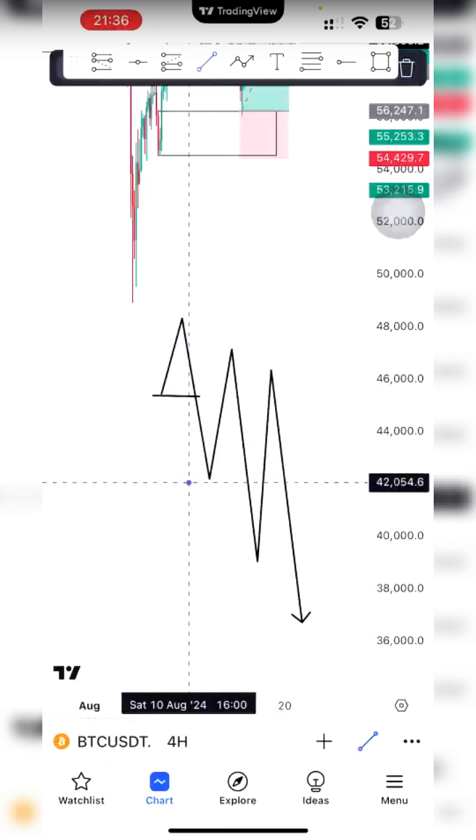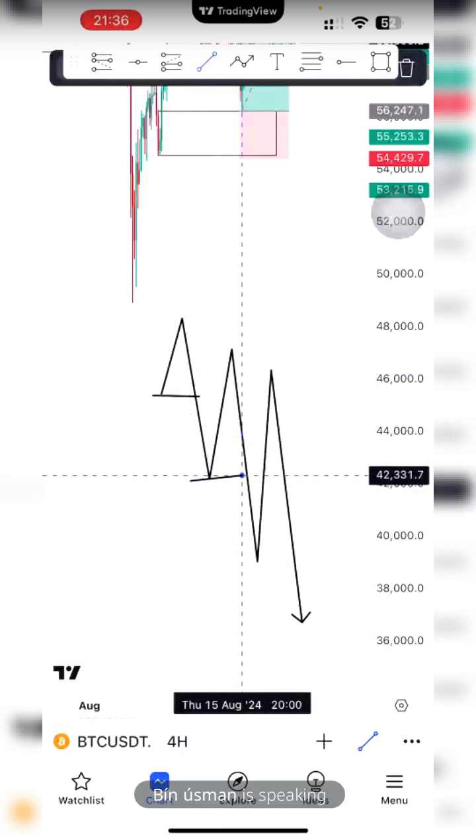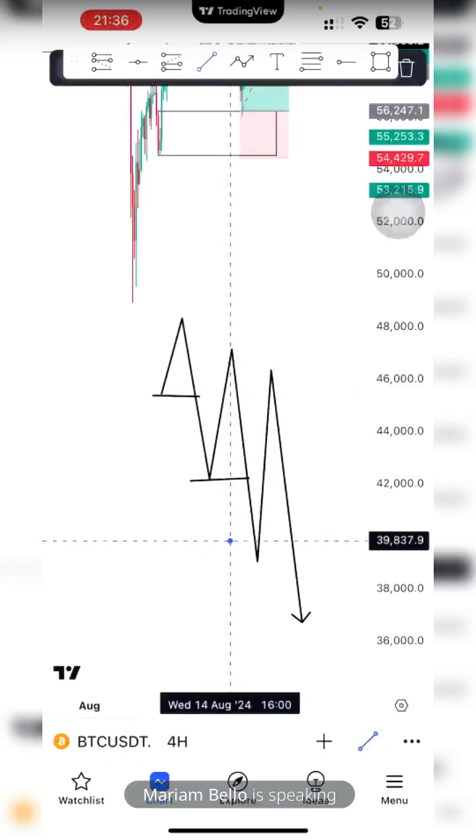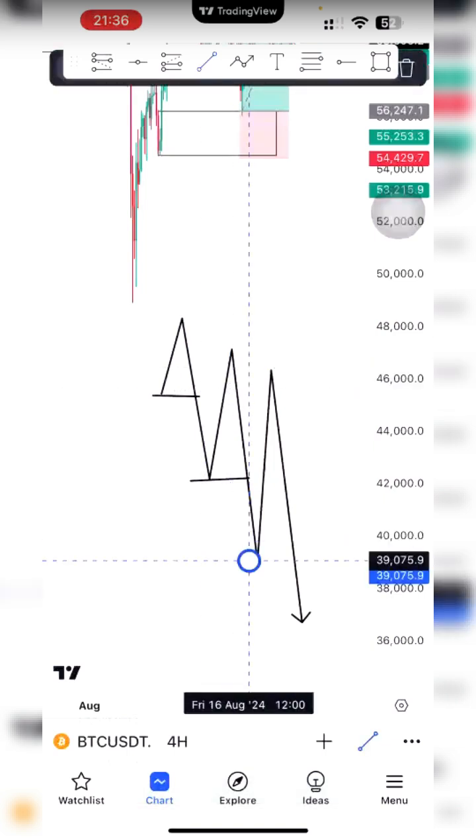Is this a break of structure? Of course, that's a break of structure. Is this a break of structure? Of course, that's a break of structure.